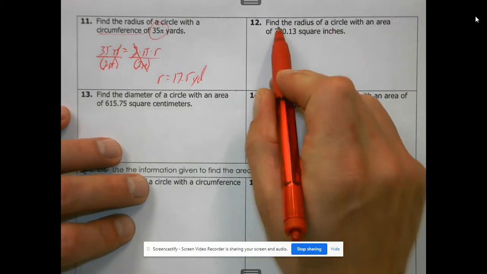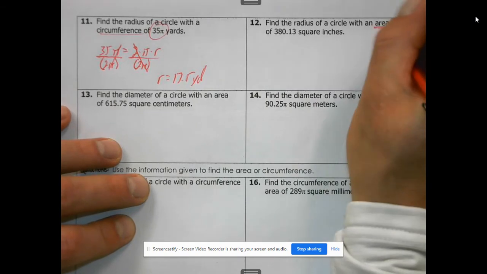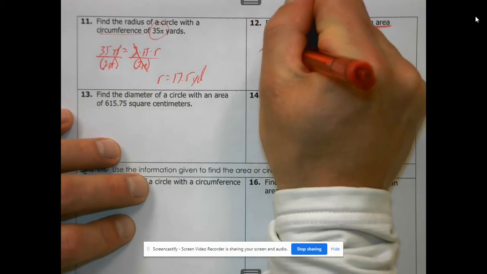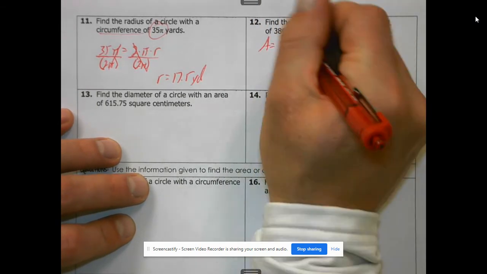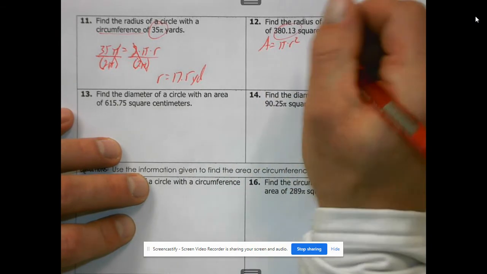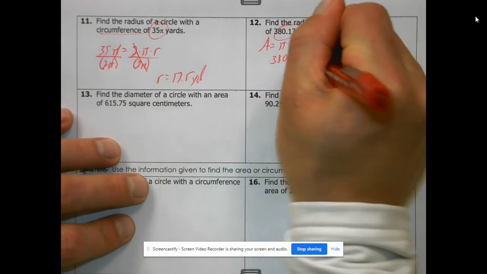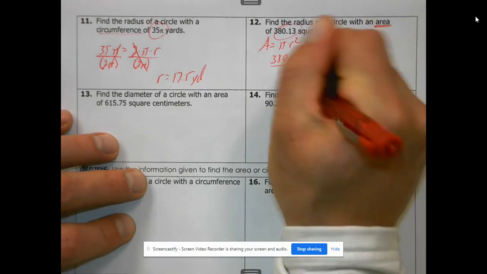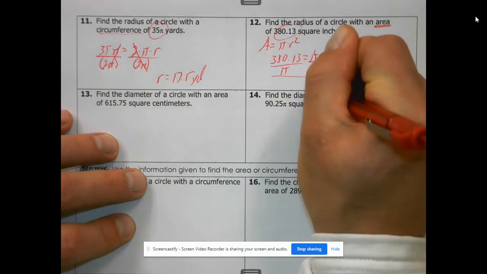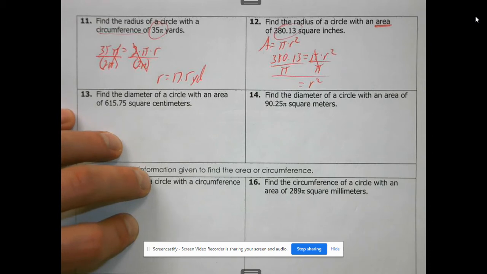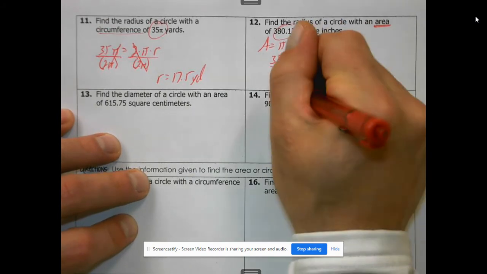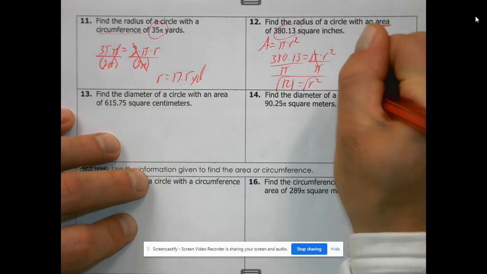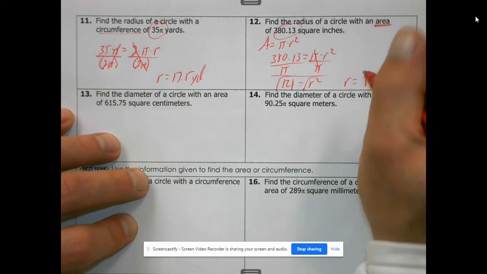Number 12, find the radius of a circle with an area of 380.13 square inches, right? So now we're going to use the area formula. Area equals pi times radius squared, right? And I only know the area, so plug that in for the A. 380.13 equals pi times radius squared. 2 steps. First step, you got to divide by pi. They cancel there. Bring down the radius squared. When you do that, that comes out to be 121. And then remember, to get rid of a square, you have to square root. So square root both pieces. That comes out to be 11 inches.